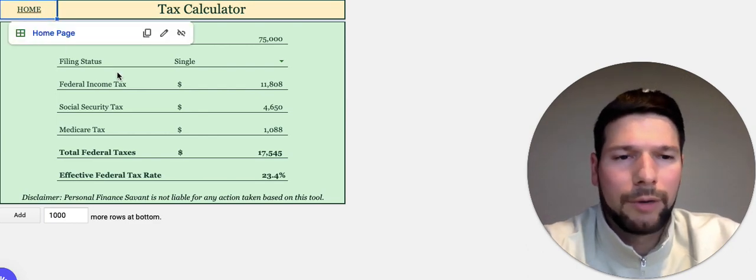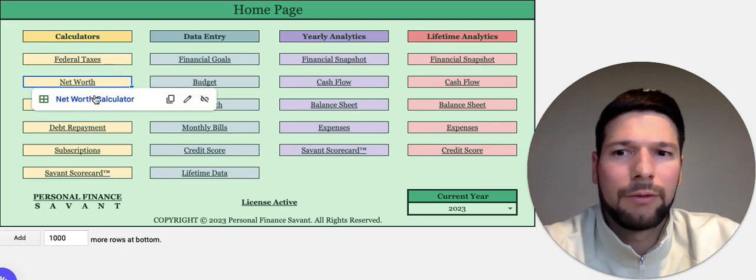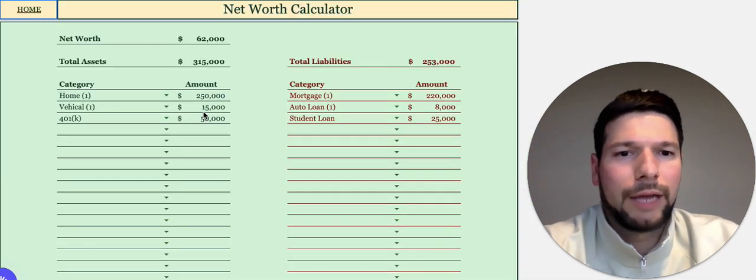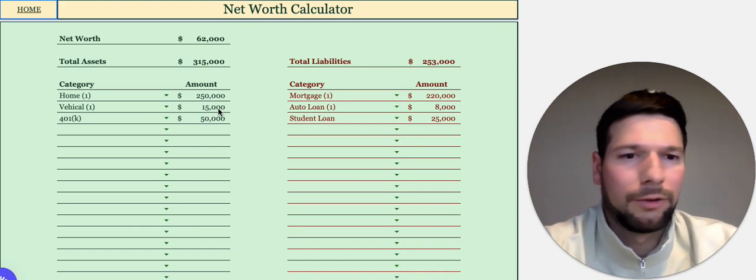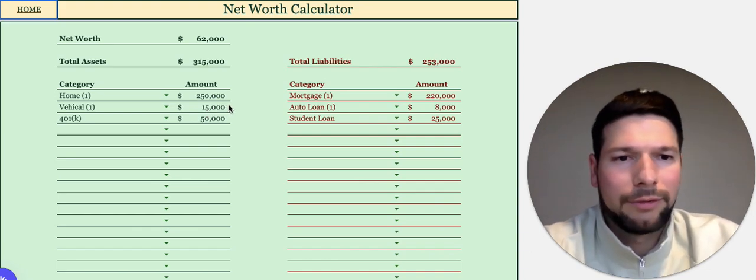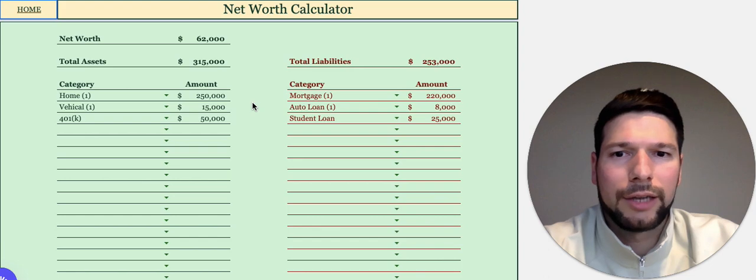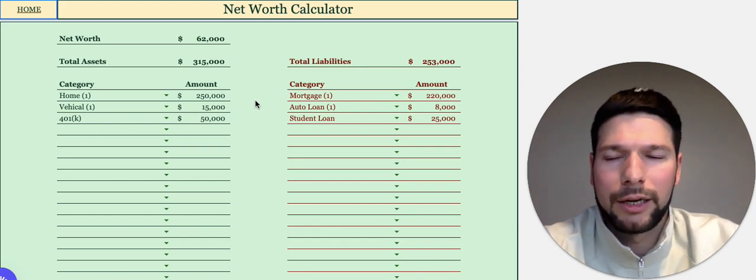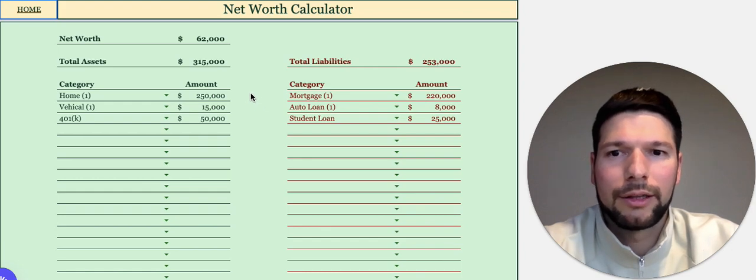The next one I want to take a look at here is your net worth calculator. All of these tools you can use anytime throughout the year, throughout your life. If you're trying to make a financial decision or you're trying to understand where you're at financially, you can use any of these tools at any point in time. It's not a one-time use or anything like that.